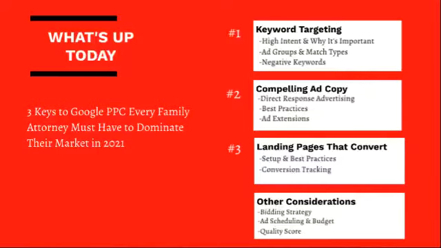Key one is the keyword targeting. We're going to talk about high intent, why it's important, ad groups and match types, and then negative keywords. So the second key is compelling ad copy, direct response advertising, best practices, and then ad extensions. And then number 3 key is landing pages that convert, setting it up, best practices, and then their conversion tracking. Then under considerations, bidding strategy, ad scheduling and budget, and then I'll talk a little bit about quality score.